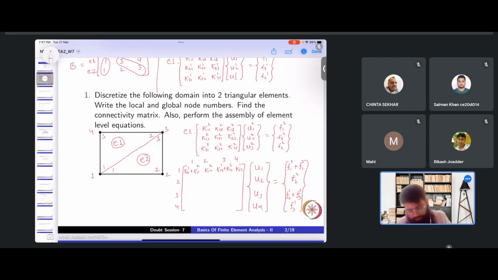Okay, so for 2, 1, we have K21 again, 2, 1 for element 2, right? And for 2, 2, again we only have one contribution, K22 for element 2. For 2, 3, also we have only one contribution, that is K23 of element 2. And 2, 4, do we have any contribution for 2, 4?